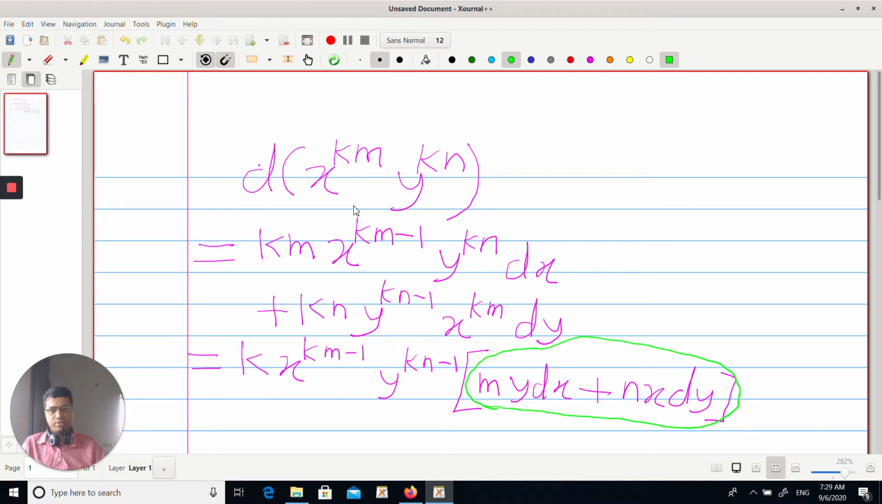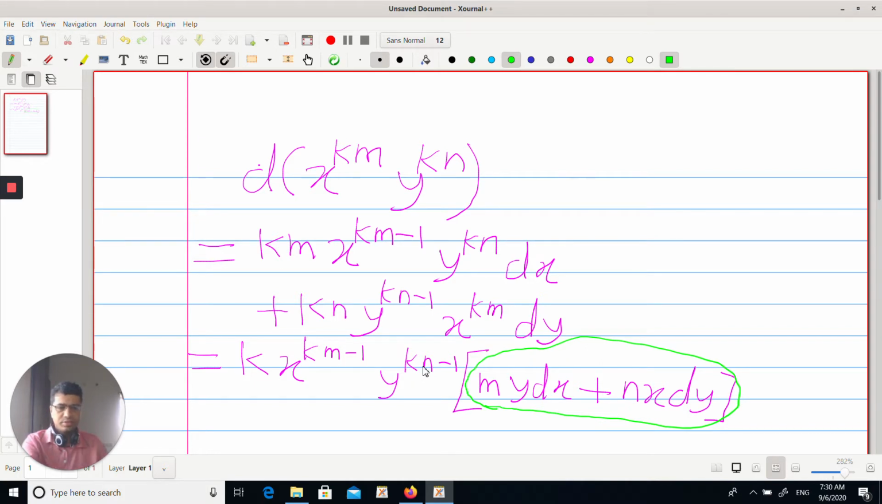an exact equation. So if we have an equation of the form m into y dx plus n into x dy, then simply multiply it by k into x raised to km minus 1 into y raised to kn minus 1, or this constant k may be left out and we can just multiply by x raised to km minus 1 into y raised to kn minus 1 and produce an exact differential.